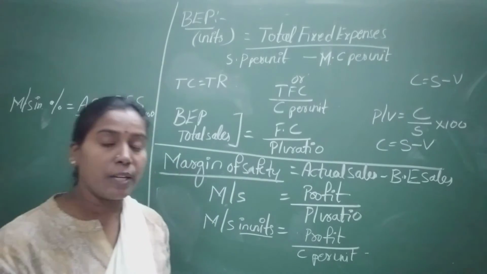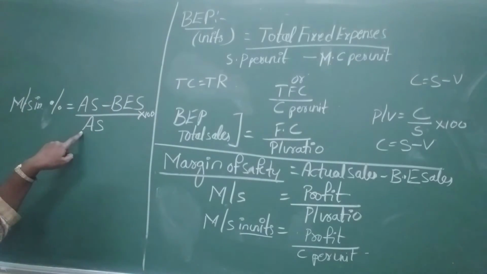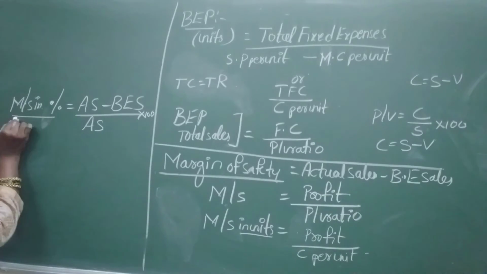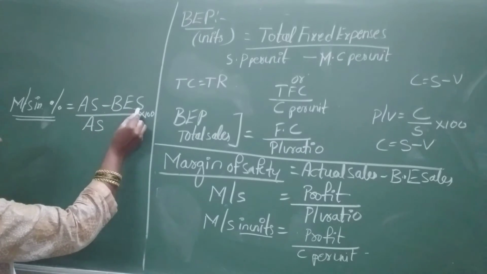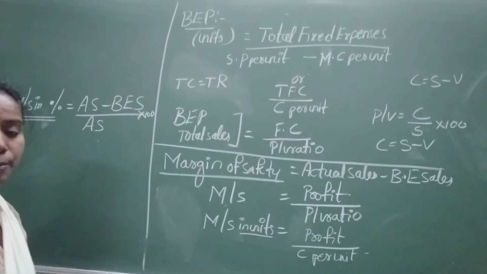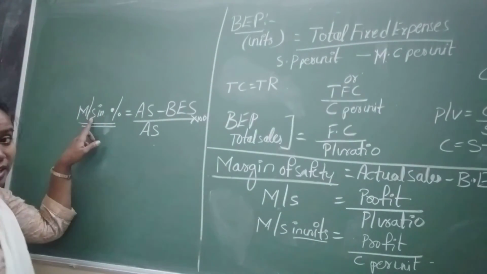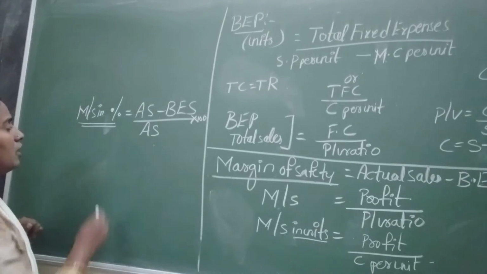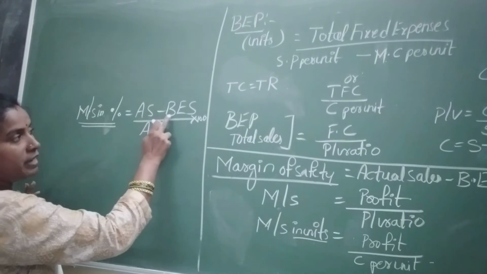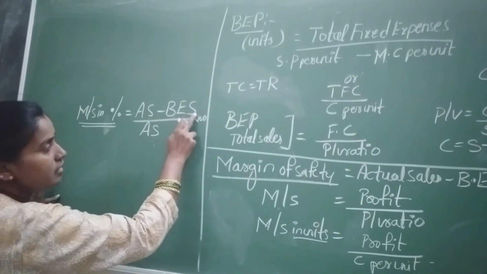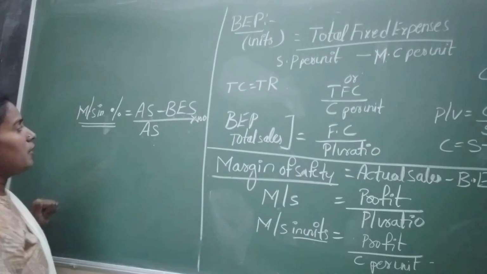Margin of safety also can be expressed in the form of percentages. So how can you use this formula? You can see the formula here. Suppose you want to express margin of safety as a percentage, what is the formula? Actual sales minus BE sales divided by actual sales. You are able to get my point. So one more formula is there here: margin of safety in percentage. If you want to calculate in percentage, the formula is AS, meaning actual sales, BES meaning break-even sales: actual sales minus break-even sales divided by actual sales into 100.